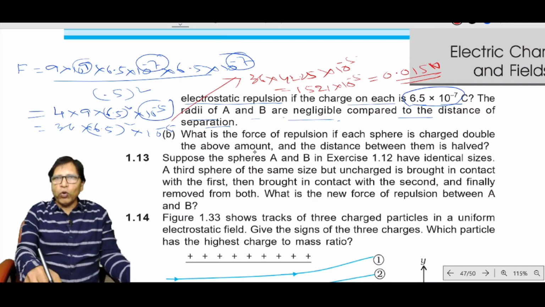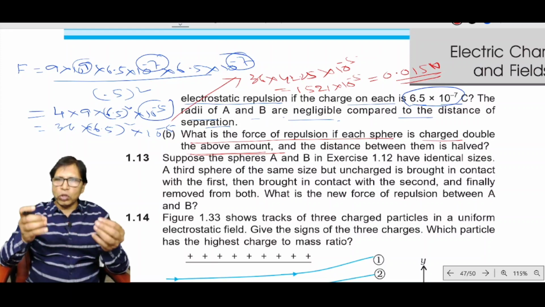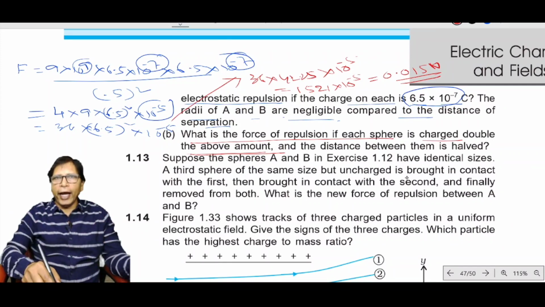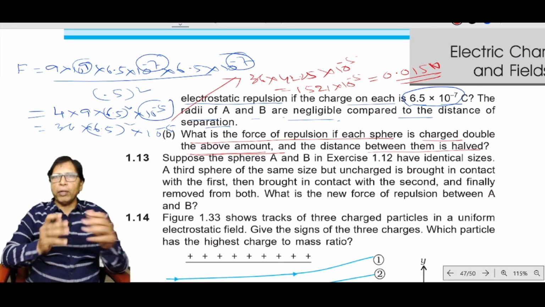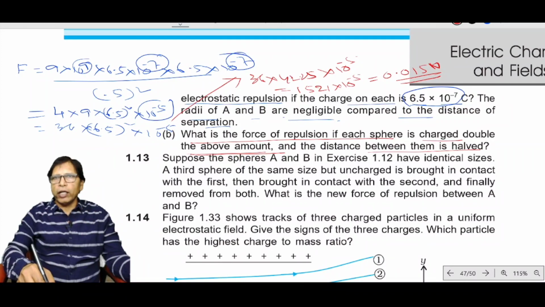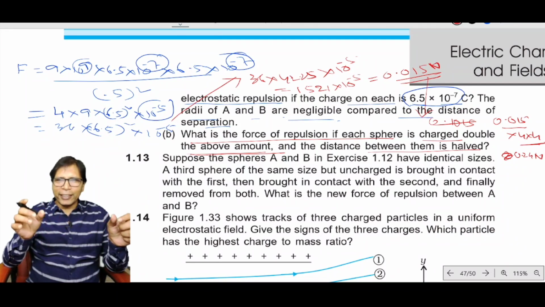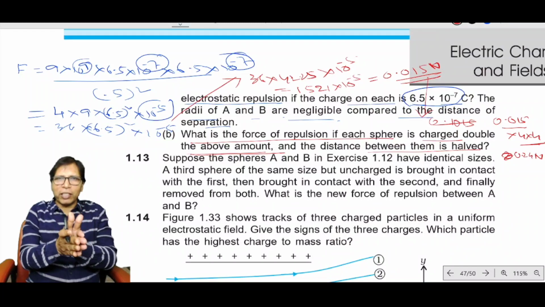Now look at this. What is the force of repulsion if the charge of each sphere is doubled and the distance between them is halved? If the charge of each sphere is doubled, then the force becomes 2 into 2, that is 4 times. And the distance between them is half, so the force also becomes 4 times. So the net force becomes 16 times the initial amount. So 0.24 Newton is the force of interaction if the charges are doubled and the distance of separation becomes half.